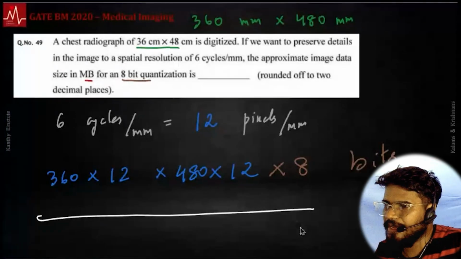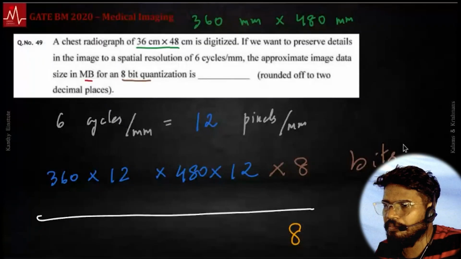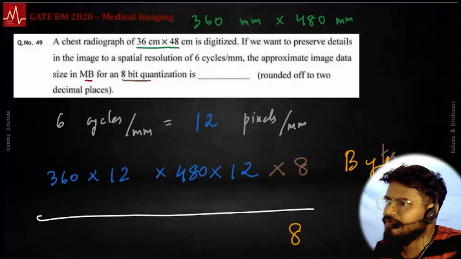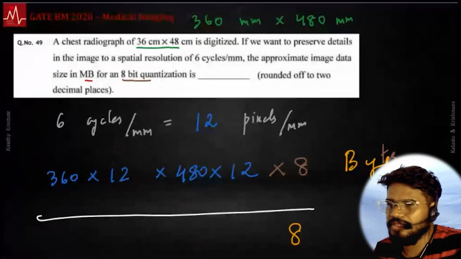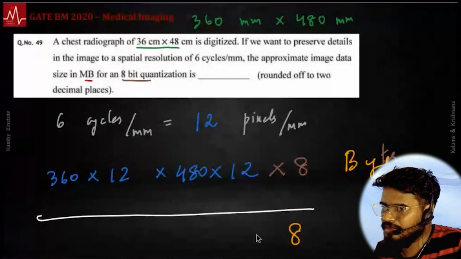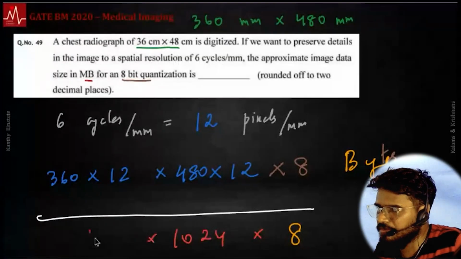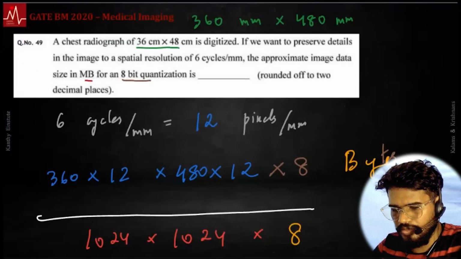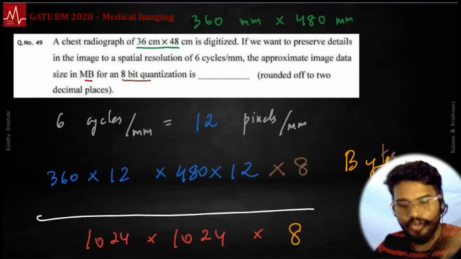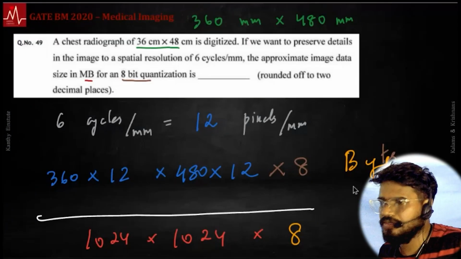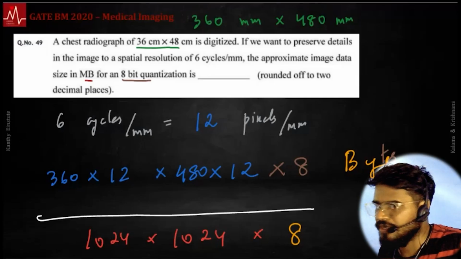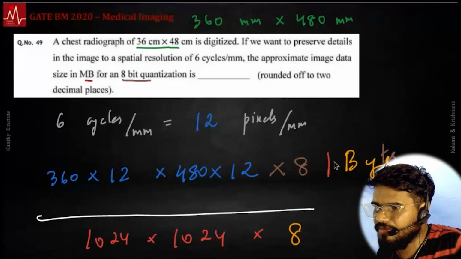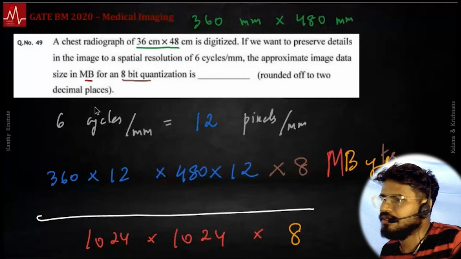Let's divide by 8. Now we have the answer in bytes. And then we want the answer in megabytes. So let's divide this by, this is kilobyte, this is megabyte. For my satisfaction, let's calculate this. Wait, 3.7 megabytes. So the moment I made that correction, we have it in megabytes.